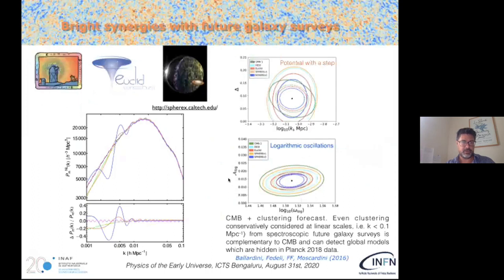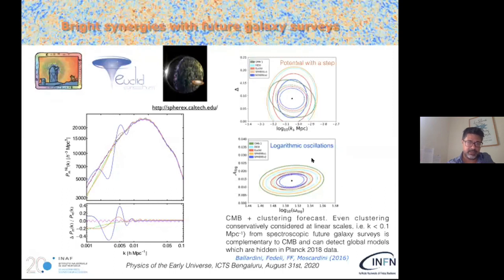So we first consider different spectroscopic surveys such as DESI, Euclid, and SPHEREx, and consider models which are actually hidden in the Planck data in terms of the size of the parameters. We found that by just conservatively considering linear scales, these galaxy surveys are already very complementary with the CMB for many models, including potentials with a step.